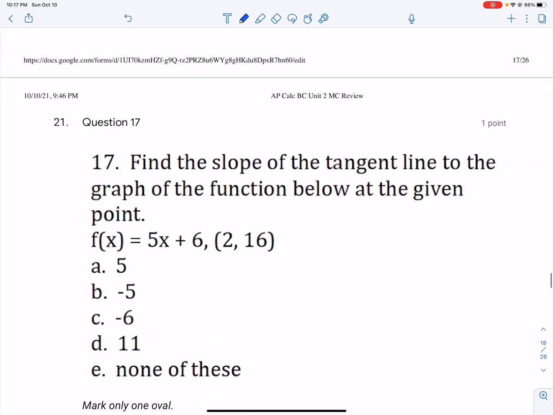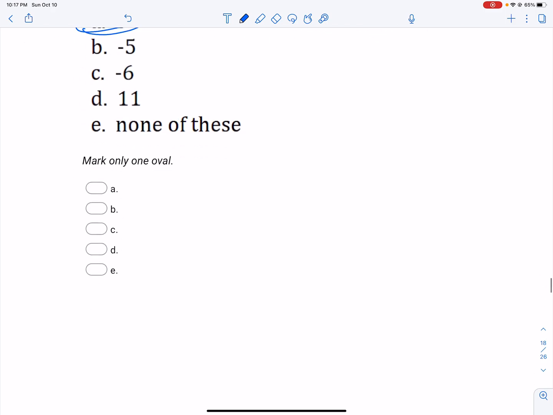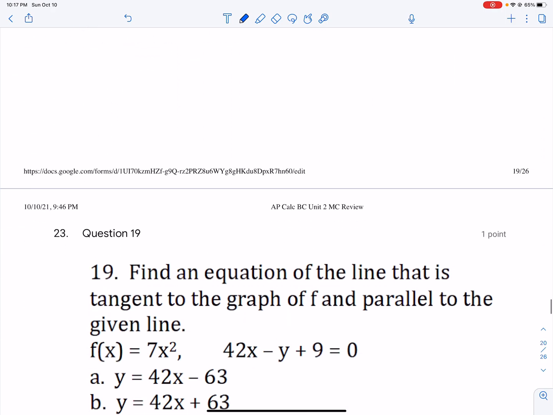16, 17. So with a tangent line, the derivative is just 5. So you can't plug anything in for x, so it's just 5. 19.